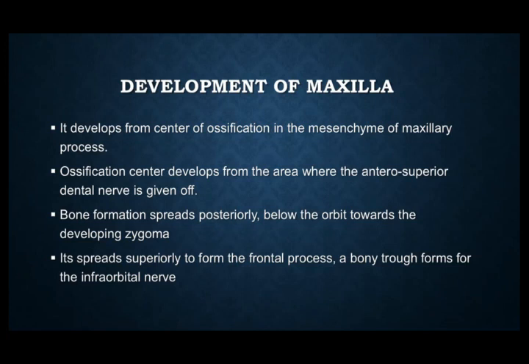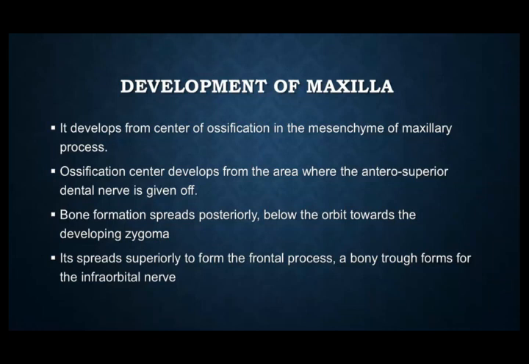Okay, and this anterosuperior dental nerve is basically the branch of the infraorbital nerve. And the infraorbital nerve is the branch of which nerve? Of the maxillary nerve. Okay, so the region where the infraorbital nerve gives rise to the anterosuperior dental nerve is the region where the primary ossification center of maxilla lies.